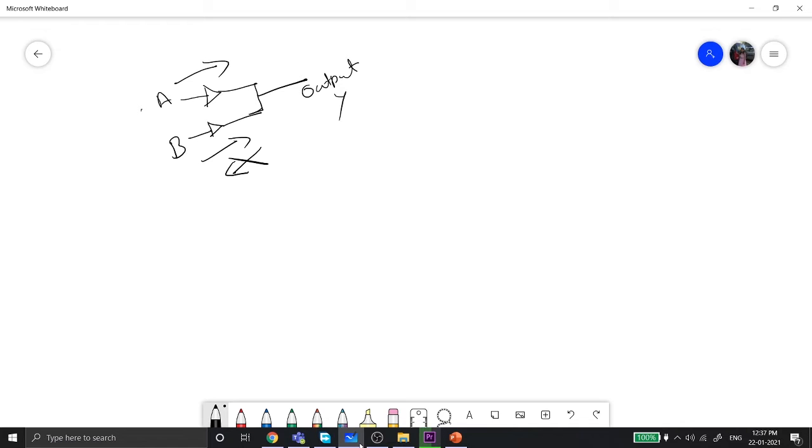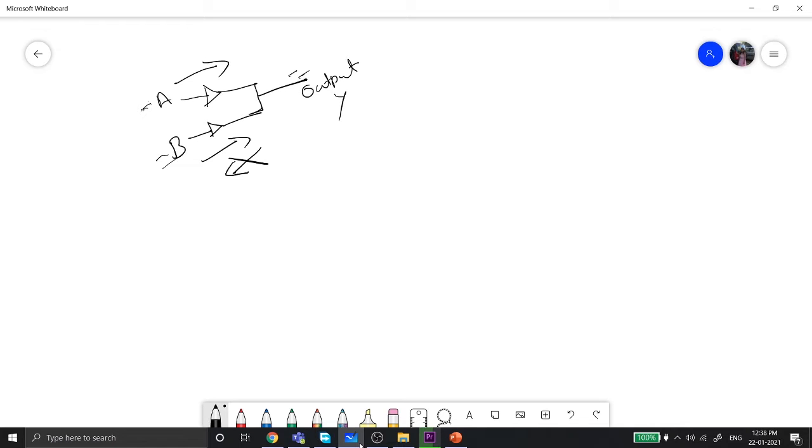That is, if you provide a voltage here, the voltage will come here. If you provide a voltage here, it will come here. If you provide it on both sides also, it will come here. But if you don't provide anything on both sides, nothing will come here. That is the logic. It is not complicated, it is very simple. This is the logic diagram or the circuit diagram for the OR gate. It doesn't need any transistors or any other components. It just needs two diodes to work.